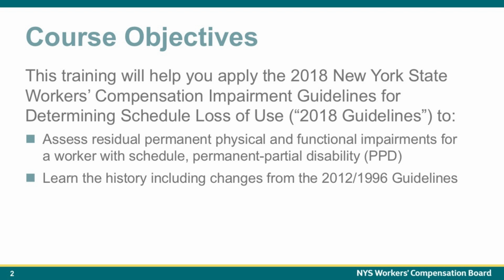To understand the evolution of the 2018 Impairment Guidelines, a history of the Impairment Guidelines will be covered first, including a summary of the progression of changes that took place from the 1996 guidelines to the 2012 guidelines, and from the 2012 guidelines to the 2018 guidelines.